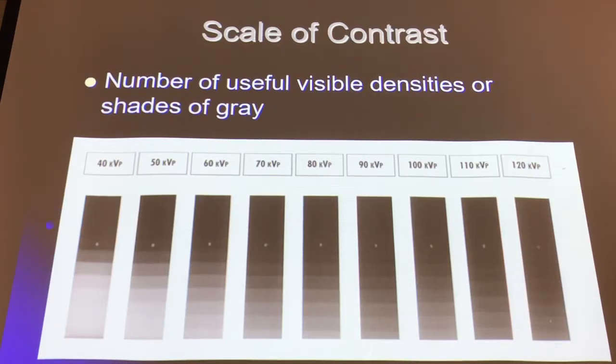If you don't see the shoulder well, that's not what it's done for. So knowing what body part you're doing and knowing the anatomical density of the part, then you adjust your technical factors to get the image that you want, either with high or with low contrast. Okay?